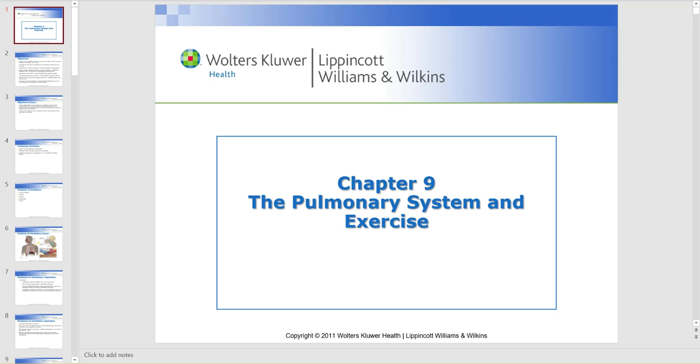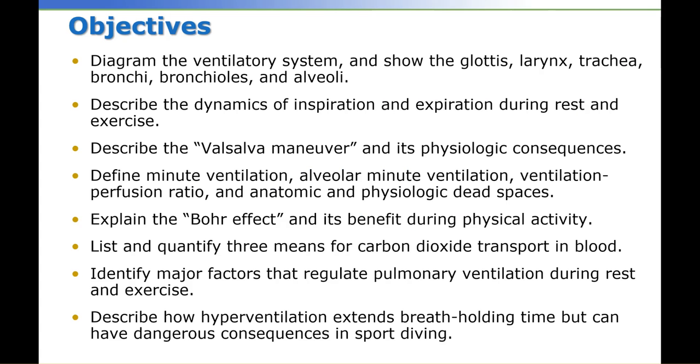Today we are going to look at Chapter 9, Pulmonary System and Exercise. Objectives. Diagram the ventilatory system and show the glottis, larynx, trachea, bronchi, bronchioles, alveoli.